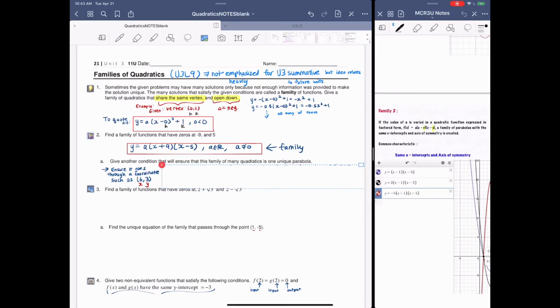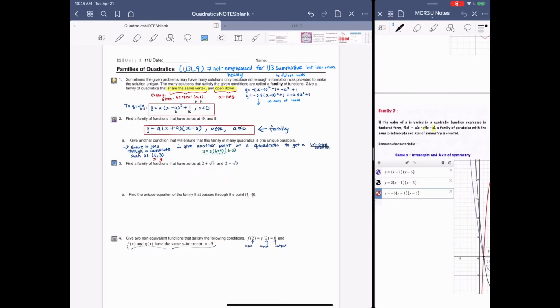And so I'm going to plug in (6, 3), and I just made that up. I just made up a single coordinate, and I'm going to plug it into my family equation. So this is going to, by giving another point on a quadratic equation, get a unique solution. 3 equals a(6 + 9)(6 - 5), which simplifies to 3 equals a(15)(1). And I will get 3 equals 15a.